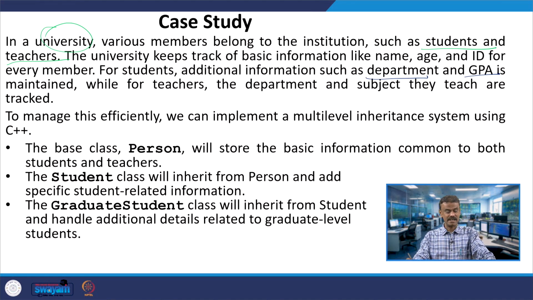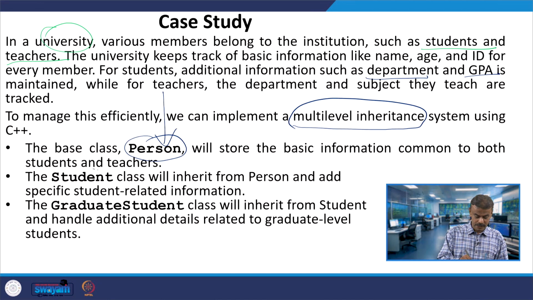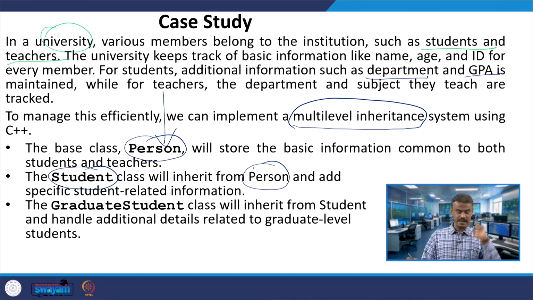So, to manage this efficiently, let us try to implement a multi-level inheritance. We can see the example of a multi-level inheritance system using C++. The base class person will store the basic information about the students and the teachers. So, that is the class person, and you have a student class. The student class will inherit from person and add specific related information. We will see what all information we can add for the students.